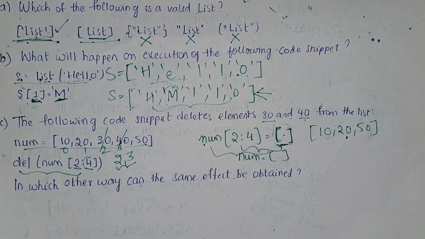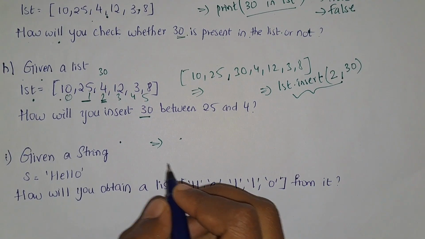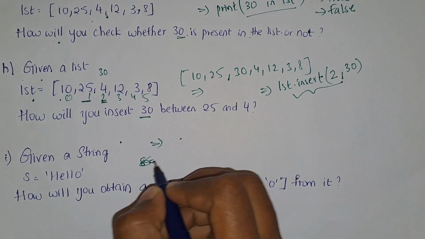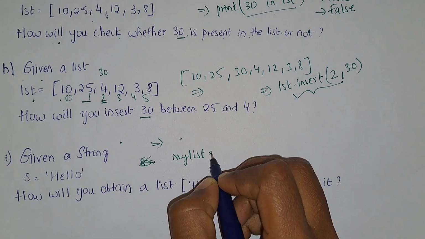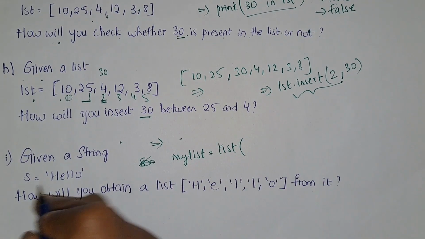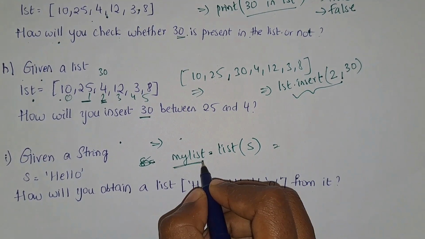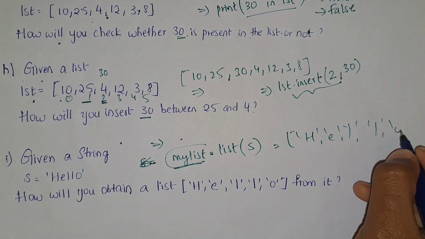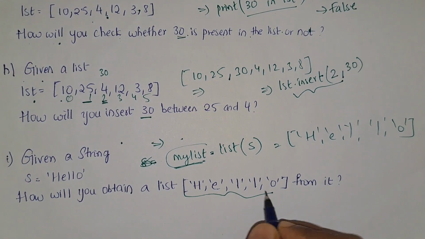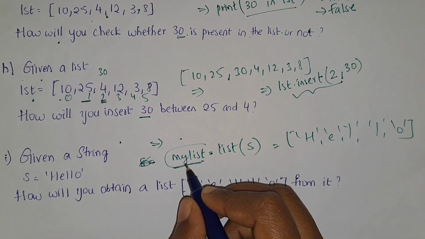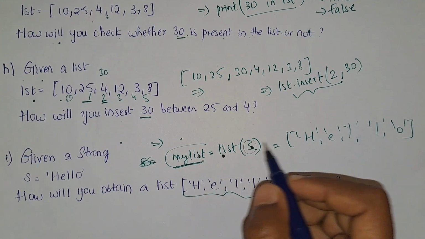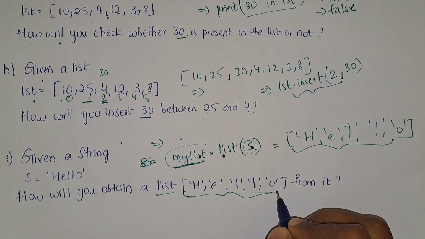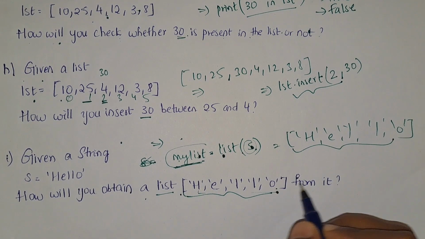Similarly, in this question also you can do it simply: just take my list is equal to the list function and this string s. Therefore this list will contain this as hello. This is what you have to obtain. So this is the way of storing the list of s, and just print it. You will get the list as hello, as the question is to print the list hello from the given string.